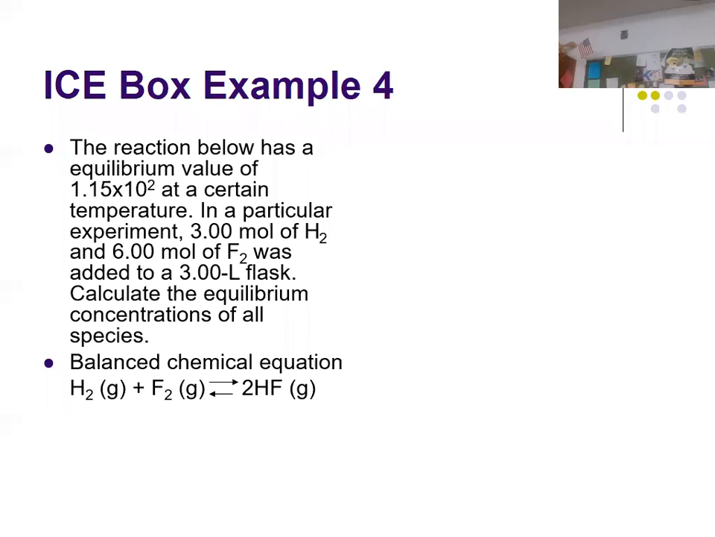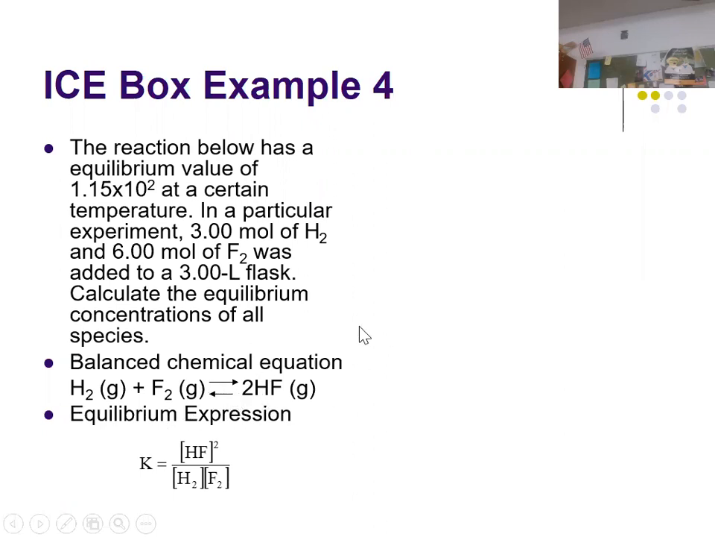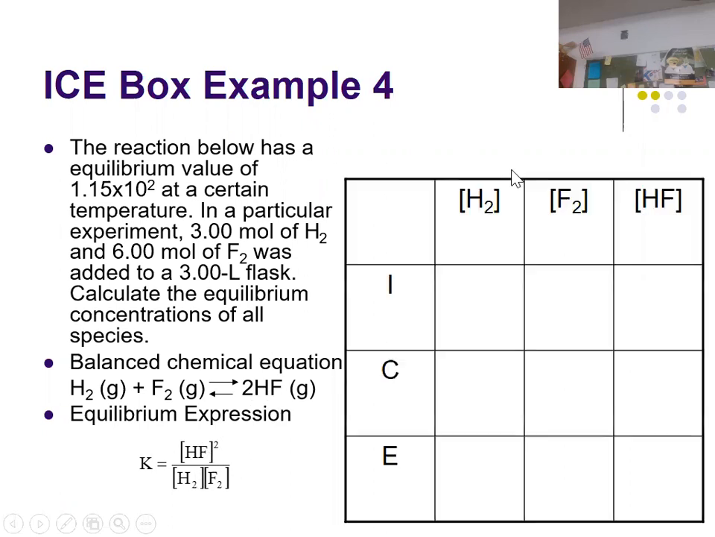All right, so we need to fill out our icebox for this problem and write our equilibrium expression, which is products over reactants. So HF squared over H2 and F2. Now I need to fill in my icebox.